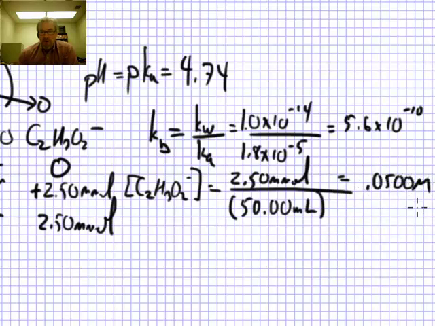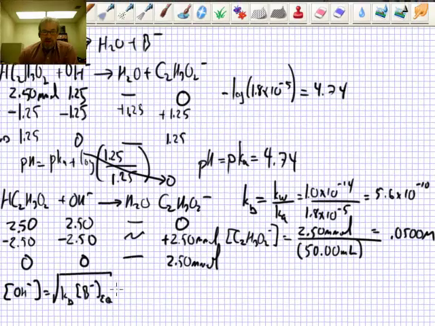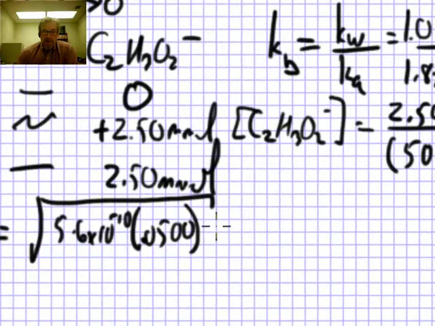So plugging that into this equation, we find that the OH minus concentration is 5.6 times 10 to the minus 10th times 0.0500, and we take the square root. And this gives us OH minus concentration equal to 5.3 times 10 to the minus 6th.